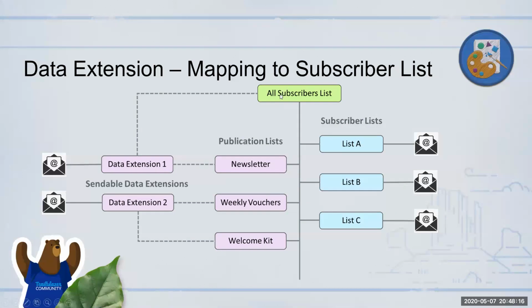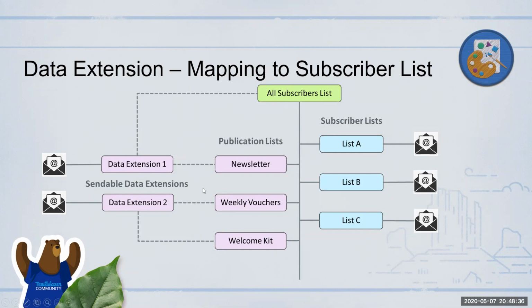He will still remain active on the all subscribers list. So if that person is in this data extension too, and I'm sending a weekly voucher email later to him, he will still receive it. That's the best part. I can selectively unsubscribe from the publications that I do not want to receive, and the others can remain active.